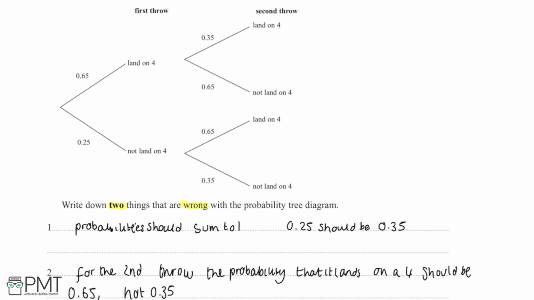We get a mark for each of these ideas for getting a correct answer for each of the 2 things that are wrong with the diagram. Each one gives us a mark here.